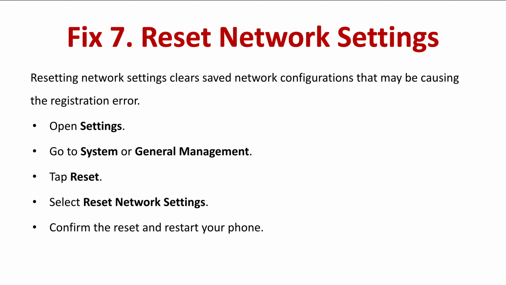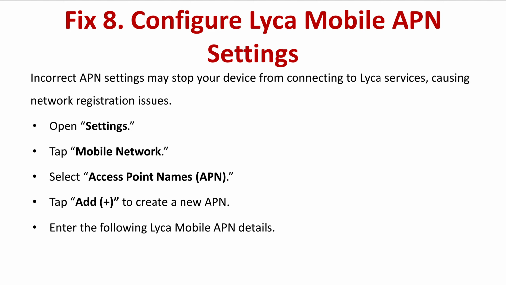Seventh fix is reset network settings. Resetting network settings clears saved network configuration that might be causing the registration error. Open settings, go to system or general management, tap reset, select reset network settings, confirm the reset and restart your phone. Eighth fix is configure Lyca mobile APN settings.